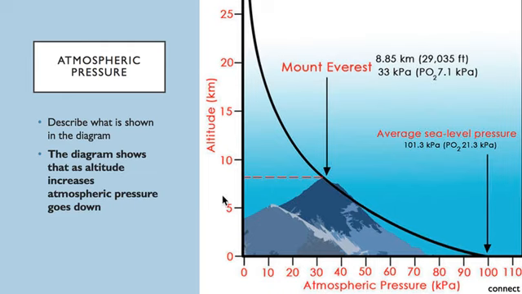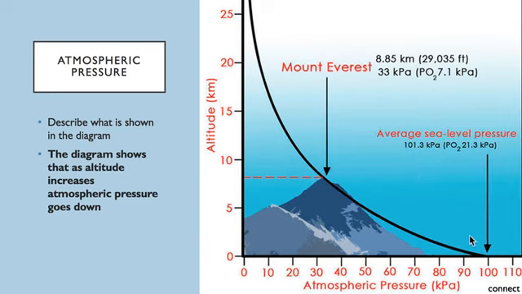Okay, so in the diagram we've got atmospheric pressure along the x-axis, and the altitude in kilometers on the y-axis. So this is our pressure, and this is the height of our atmosphere. Then we've got a reference point here: Mount Everest, which apparently is at 8.85 kilometers and at 33,000 pascals. And then we've got sea level, so obviously zero altitude, and that's 101.3 thousand pascals.